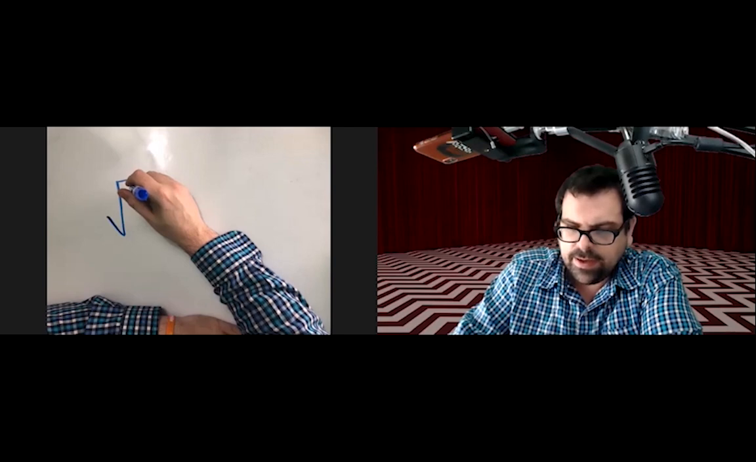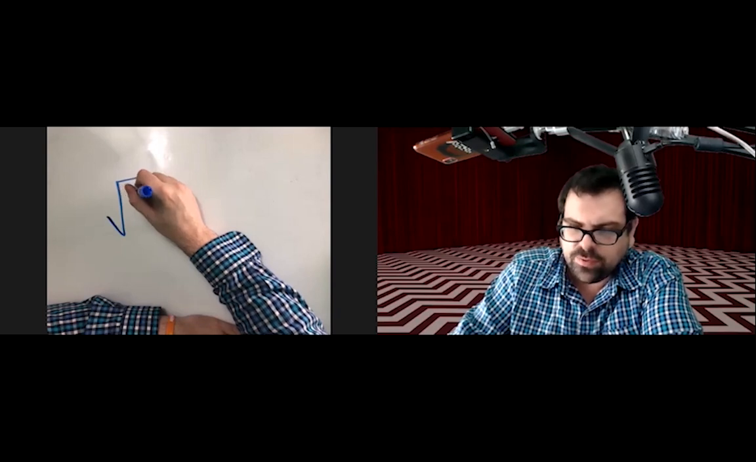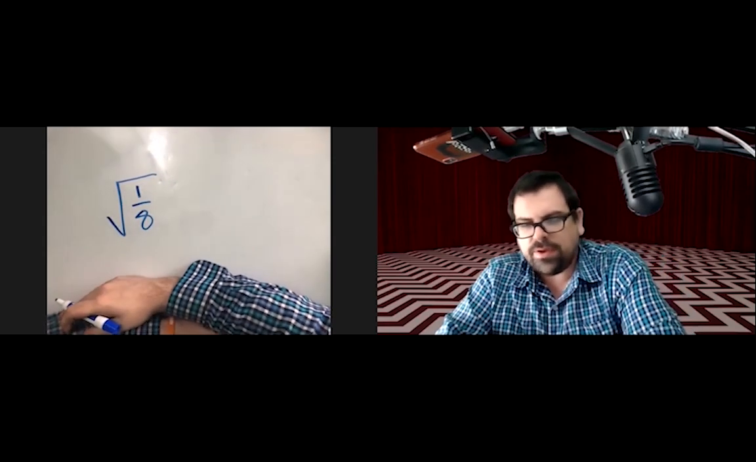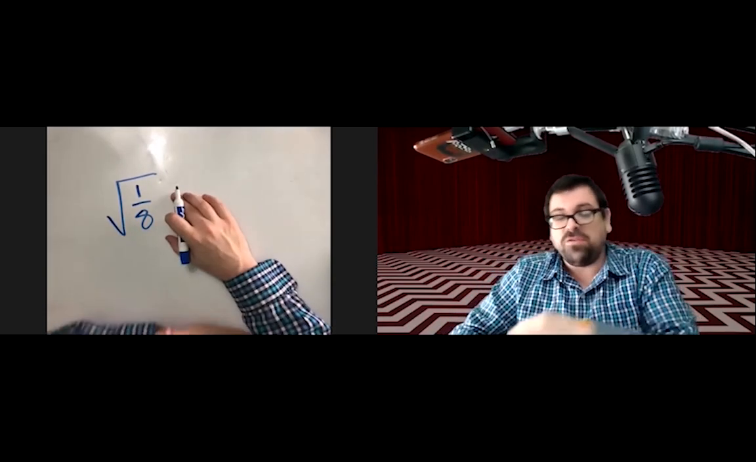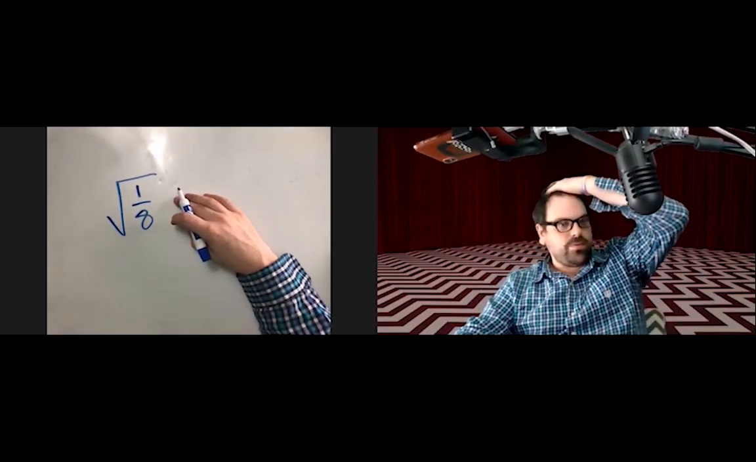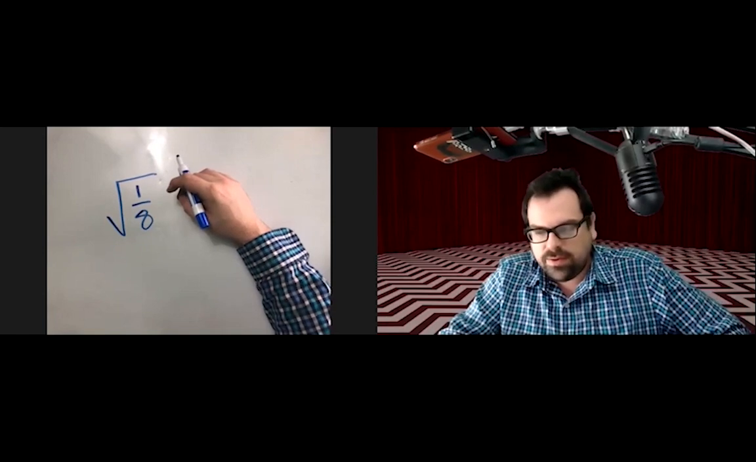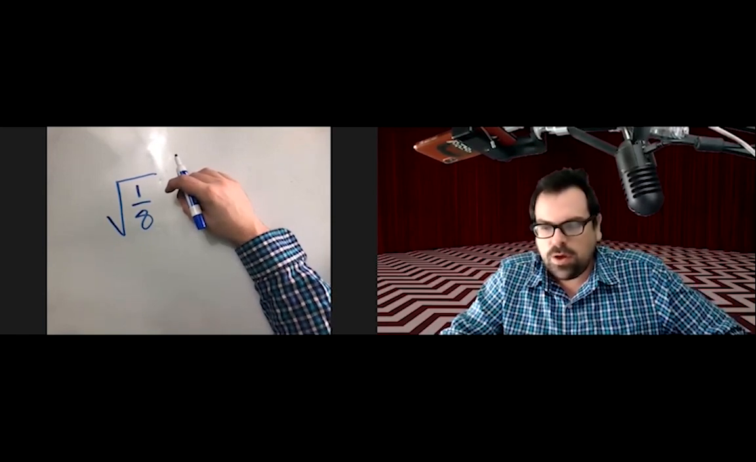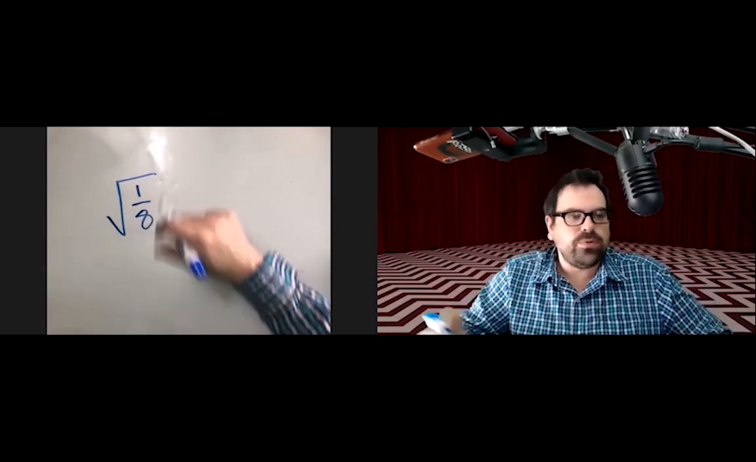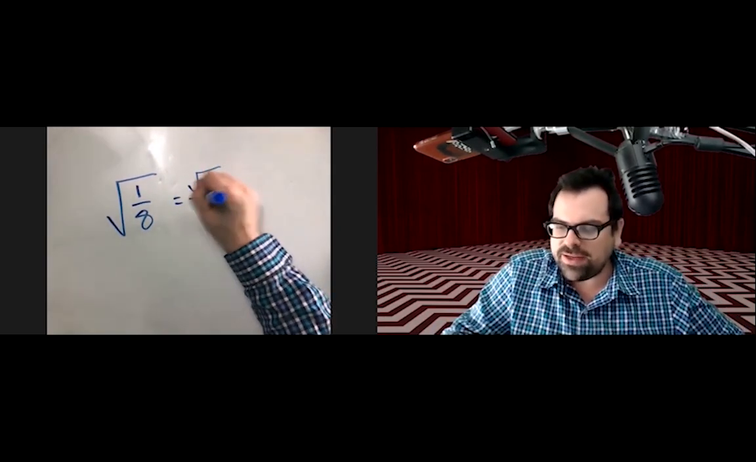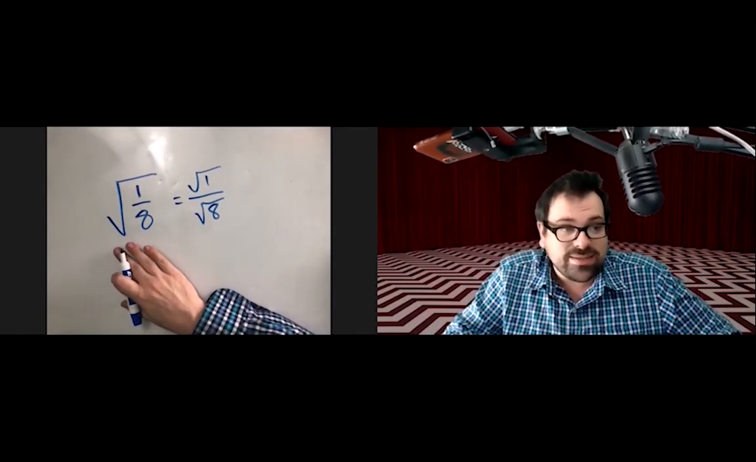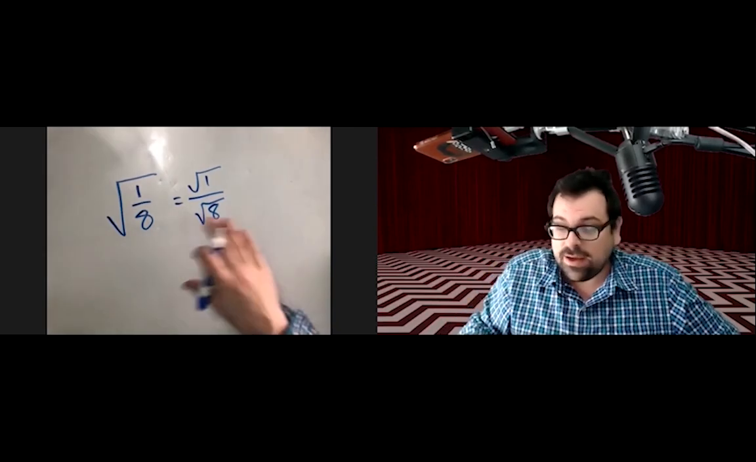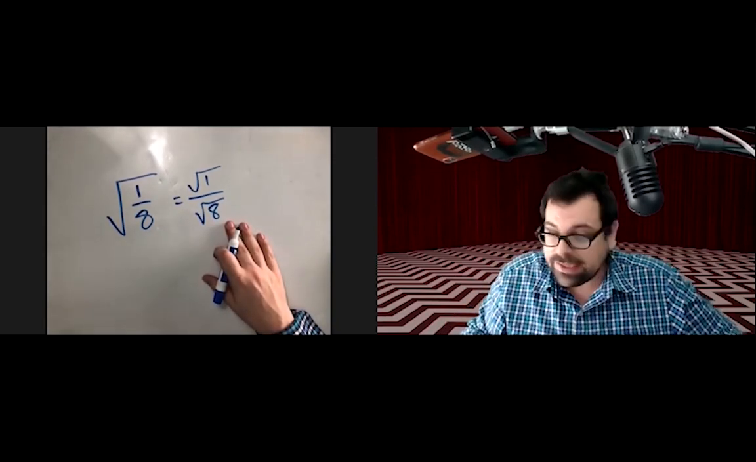Let's say we had the square root of 1/8. Now, at first glance, you might be thinking, well, what's wrong with this? Well, what's wrong with it is when we see the square root of an entire fraction, we know that means that we can have square root over square root. And that means that hiding in the square root of the fraction is in fact a radical in the denominator. We need to deal with that.